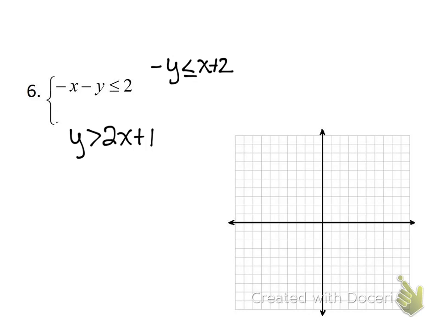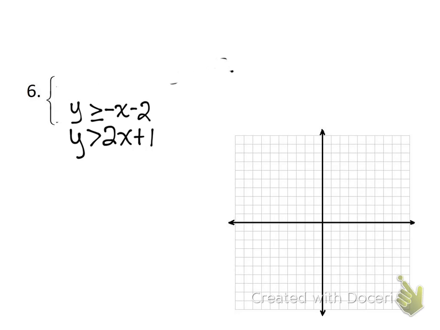But then what do I have to do? Divide by negative, which means the sign in the middle flips. So we get y is greater than or equal to negative x minus 2. All the signs flip. And that is my new system.